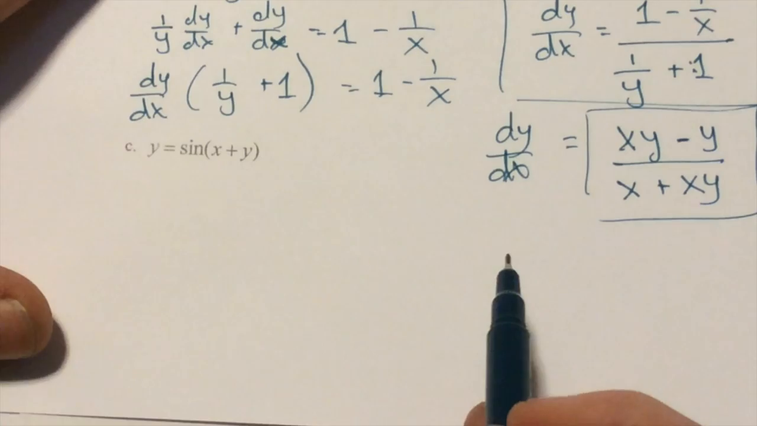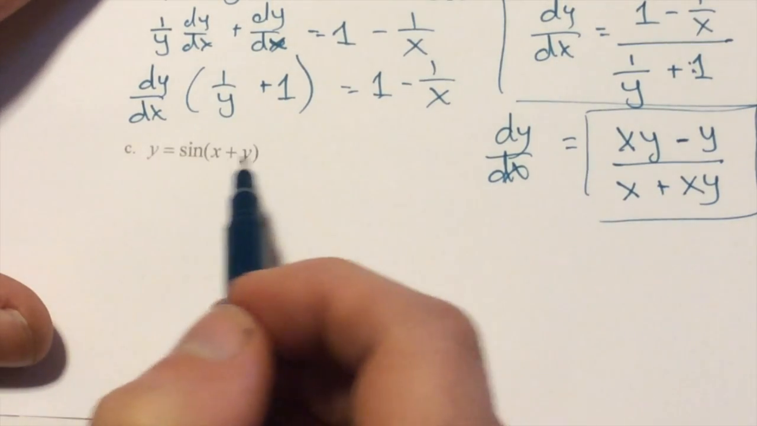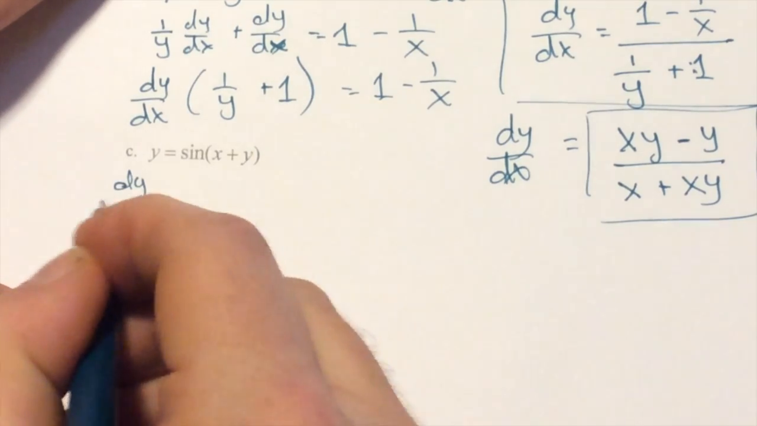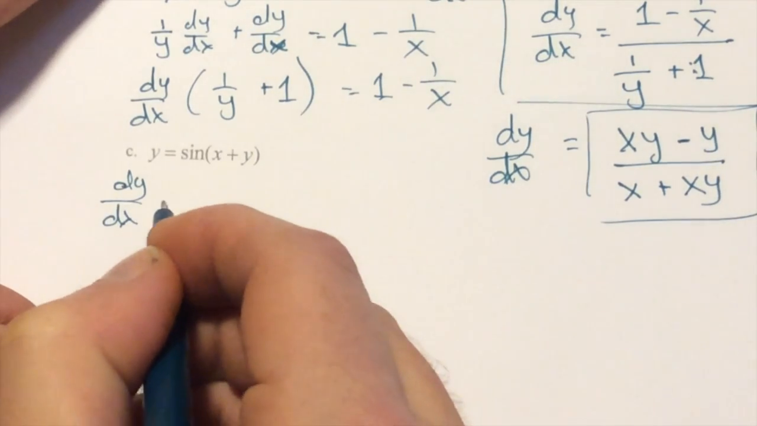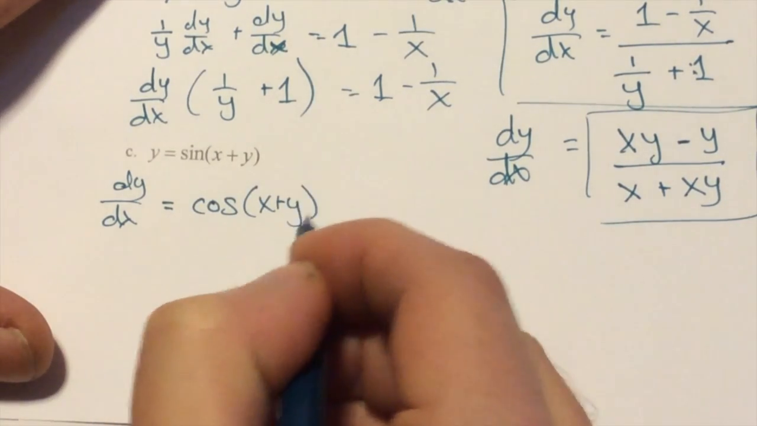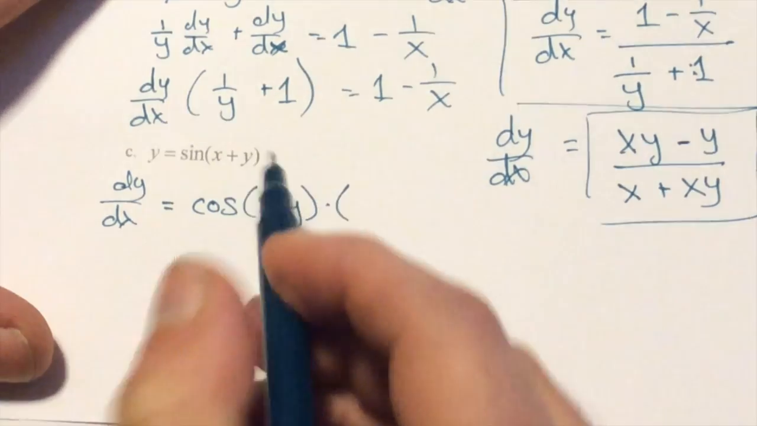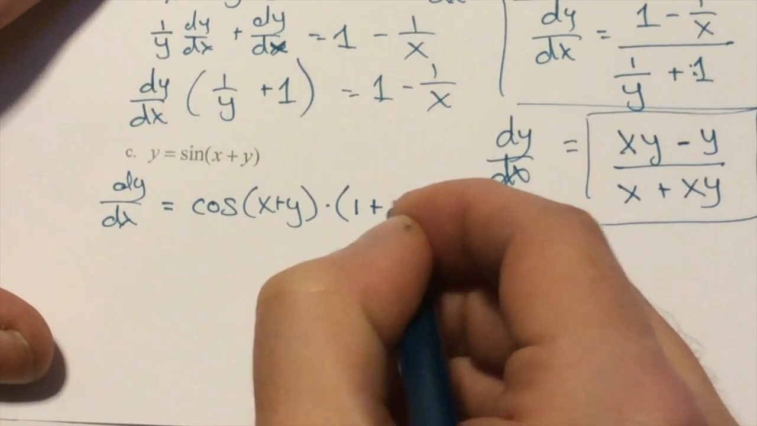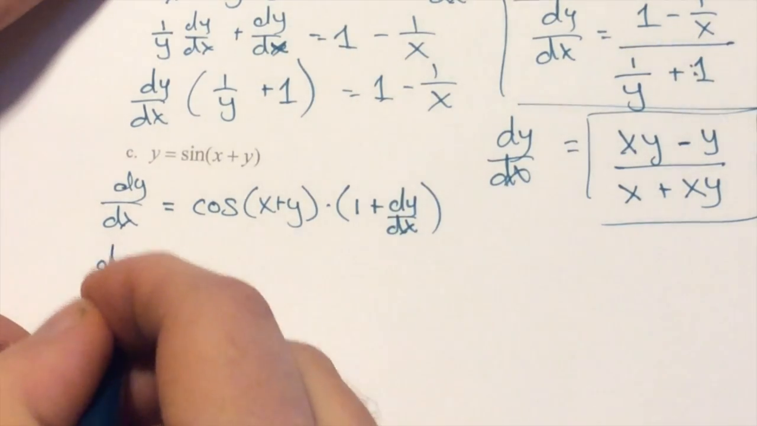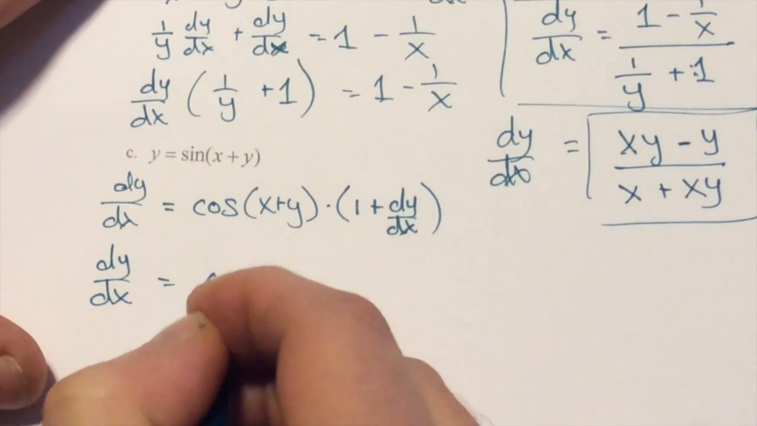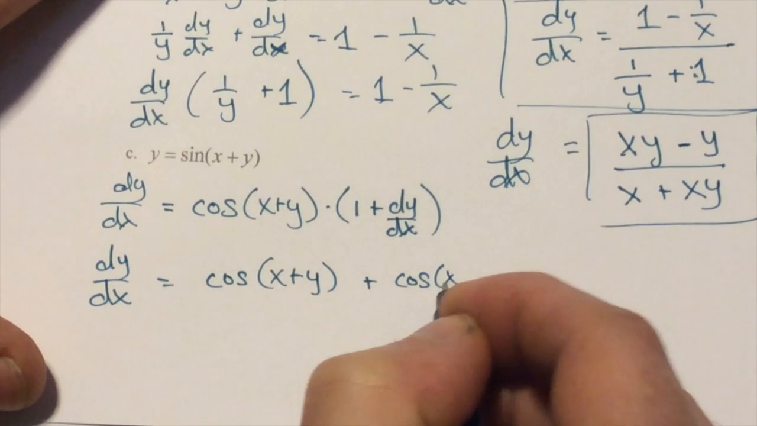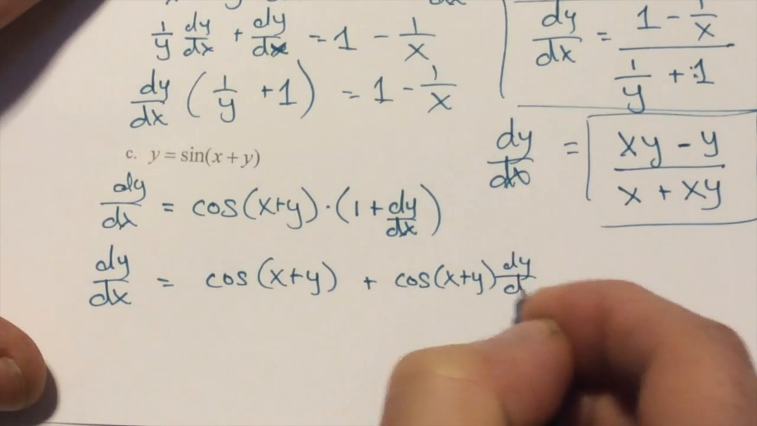Last problem of this entire practice test. We want the derivative of y equals sine of x plus y. So I say dy dx, that's the derivative of y, equals, the derivative of sine is cosine x plus y times the derivative of the inside, which is 1 plus dy dx. So that means I have to do a little more work. I have dy dx equals cosine x plus y plus cosine x plus y dy dx.